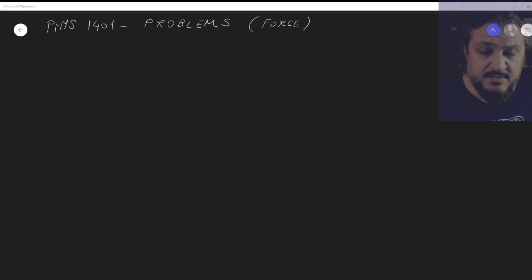Today I'm going to try to solve some physics problems from the chapter about force. I'm just going to pick some problems from this chapter, chapter 2. Let's start with the section about graphical vector addition. There are a couple of problems with pictures, and there's a problem here without any picture. Let's see what it's saying.